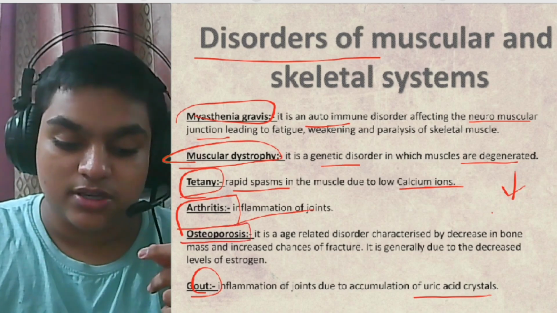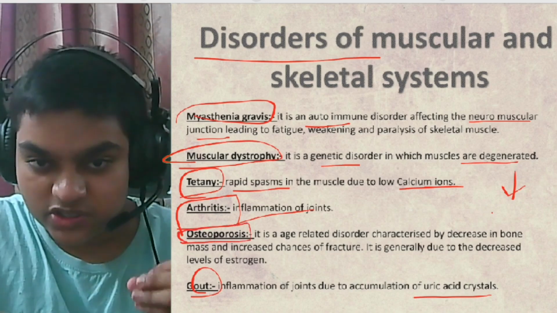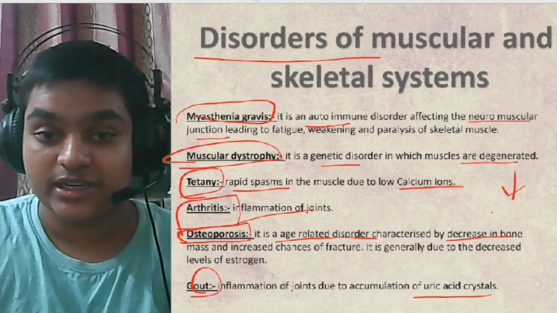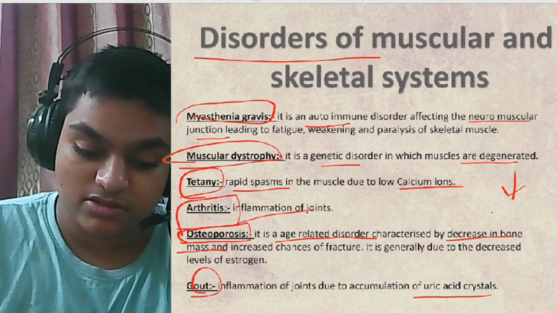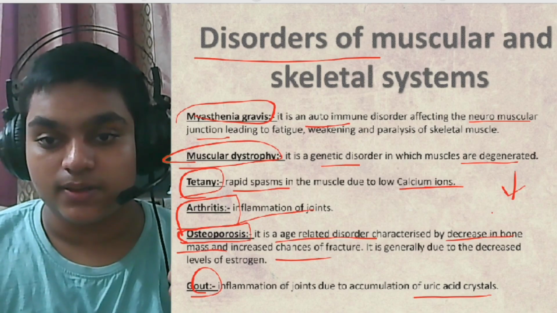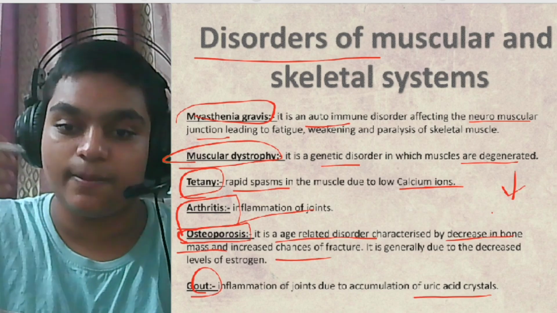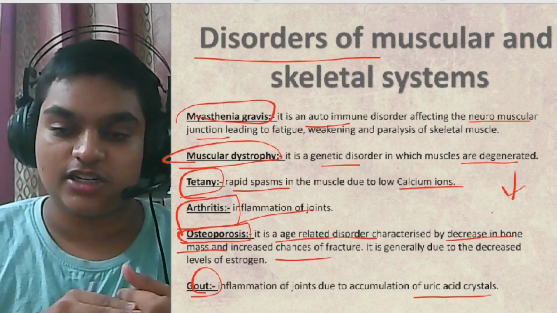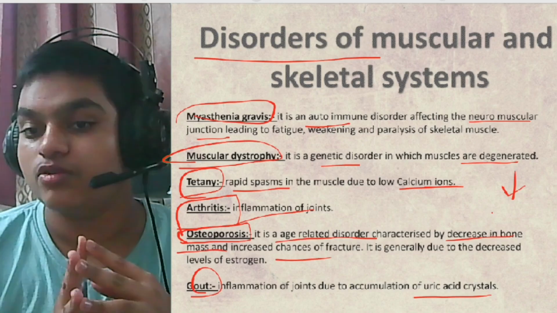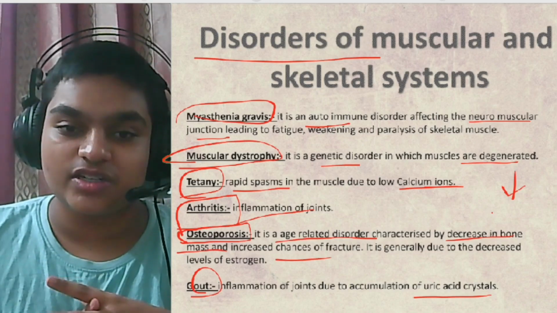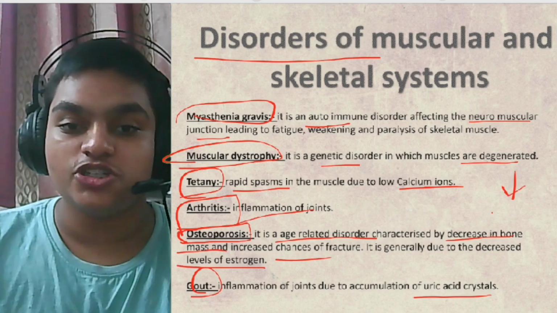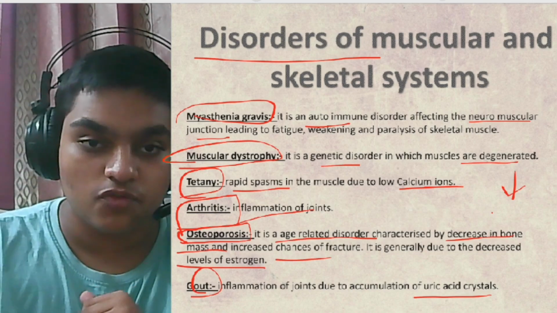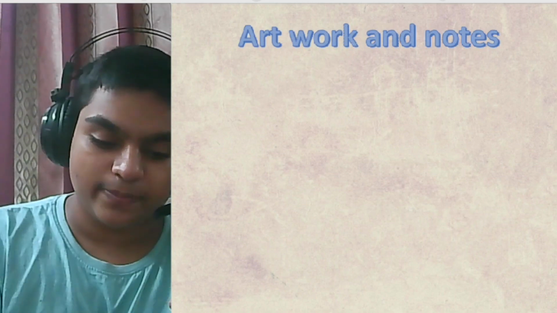Now coming here, you have to focus a little. Osteoporosis, it is an age related disorder, characterized by decrease in bone mass and increase in the chances of fractures. Our old people, like our grandpas, have increased chances of fractures. If they just slip a little, they would have a fracture. This is due to the decrease in bone mass, and it is called osteoporosis. And in females, it is generally caused due to the decrease in levels of estrogen, a hormone which helps in formation of ovum.